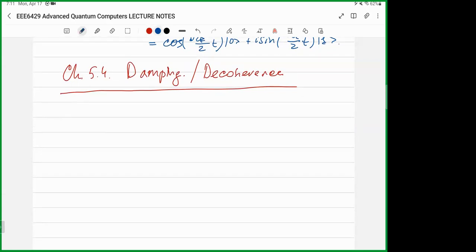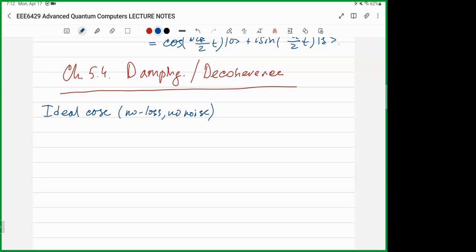So what we just discussed is the so-called ideal lossless case, which is never realized in reality. So this is no loss, no noise, a perfect system, never found in nature.